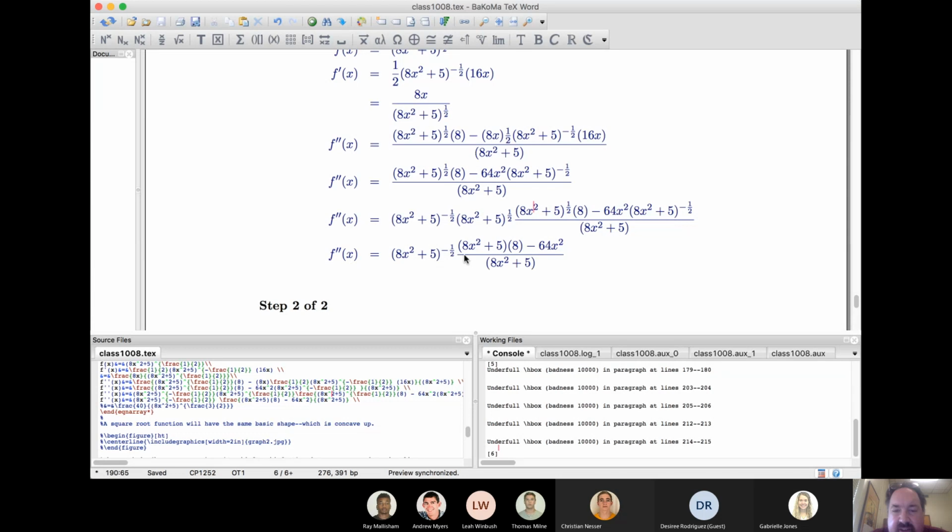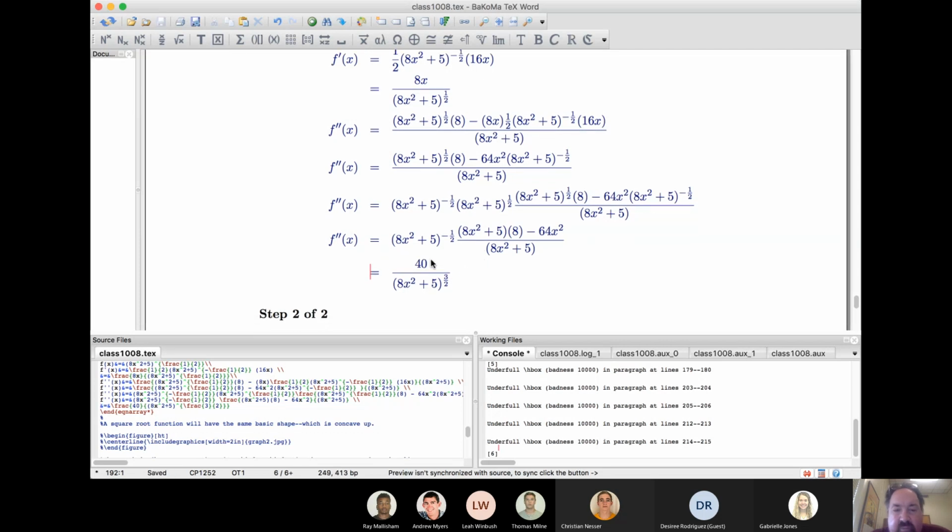Now, the reason why I did that is now the numerator is a whole lot simpler. In fact, what do we have here? I have 8 times 8x squared. That's 64x squared. Cancels with this 4x squared here. So now the final form of the second derivative is this. And I needed it in this form because of what follows in this question that we need to know.